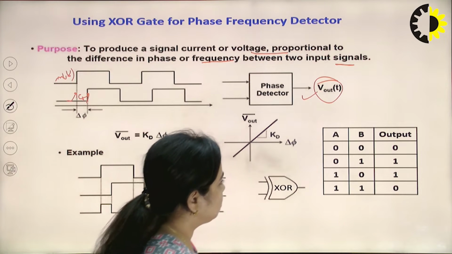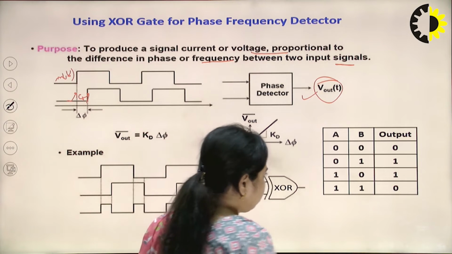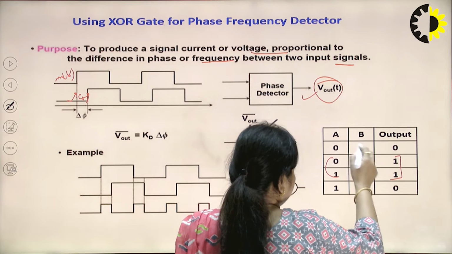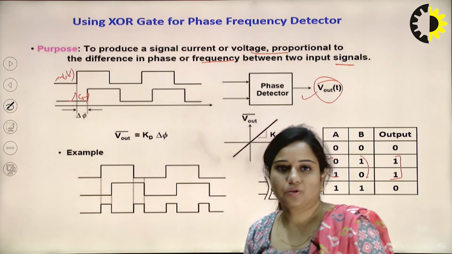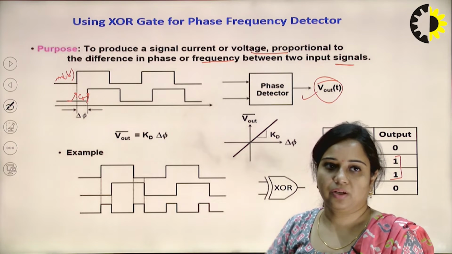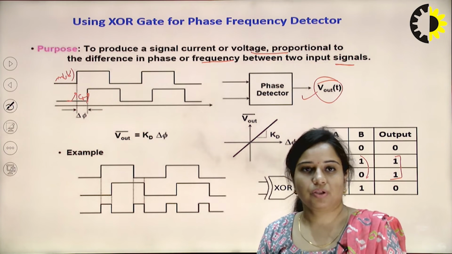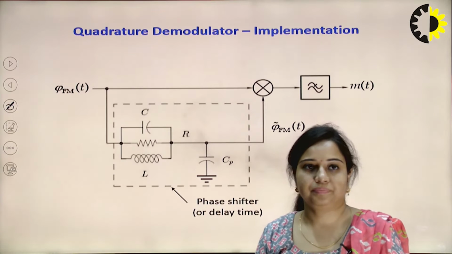So the operation of the XOR gate is that when the two input bits are different, the output will be high. When the two input bits are the same, the output will be low. So that is the case of the XOR operation that we can use over here. This is how we are going to generate the message signal using FM.